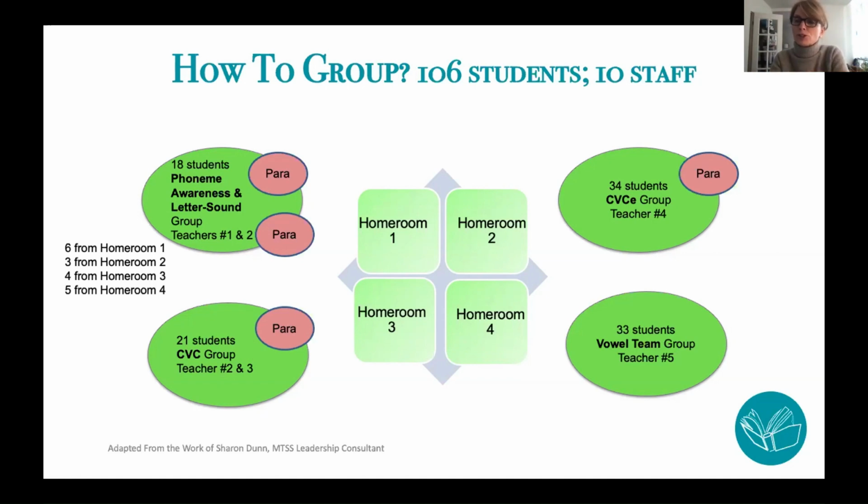This could be... That's 4, right? Doing this without extra staff, right? They absolutely could. They wouldn't get to the level of differentiation that you can if you have extra staff, but you have to do what you can with what you have, right? This is still better than whole group for 120 minutes.